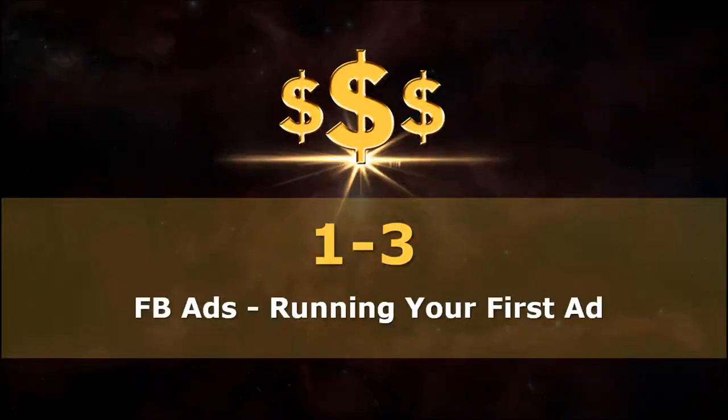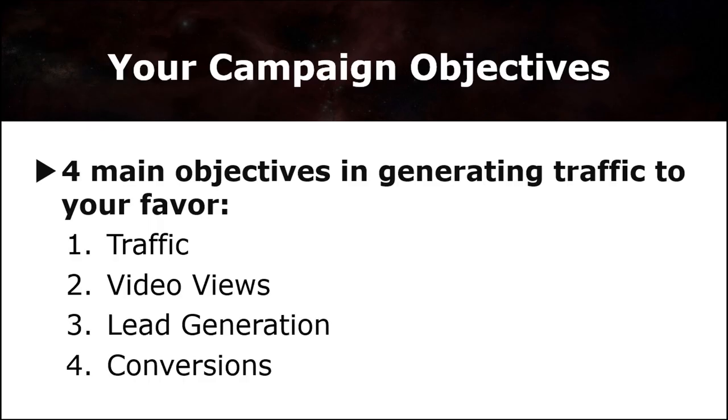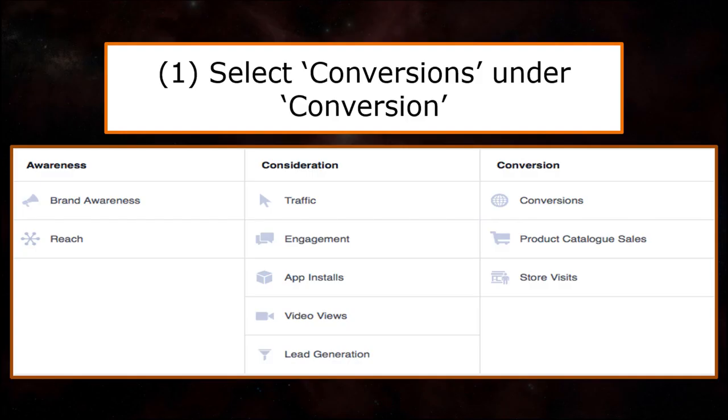We've reached the final module of the Facebook Ads series. In this module, I'll walk you through the steps to run your very first ad campaign. As mentioned in the previous module, there are 4 campaign objectives specifically catered towards generating traffic to your favor. The 4 objectives are traffic, video views, lead generation, and conversions. For this particular module, we will only be focusing on conversions to illustrate a clear example of how you can start running your ads. Conversions functions to drive actions to your website or app.